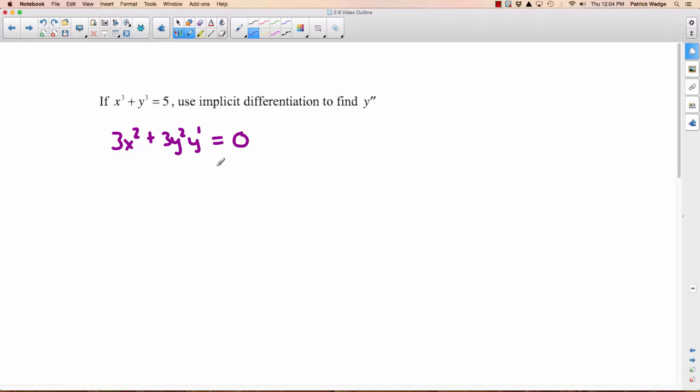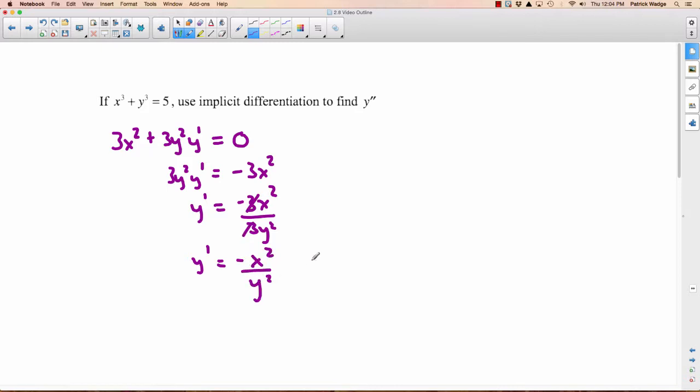Okay, the next step in implicit differentiation was to get that y prime all by itself. So why don't we leave this term over here, but move the 3x squared over to the other side, and it becomes negative 3x squared. Last thing to do to isolate the y prime, divide both sides by 3y squared. So you're going to get negative 3x squared over 3y squared. Cancel those 3's, and I get negative x squared over y squared. So great, that's what y prime equals.